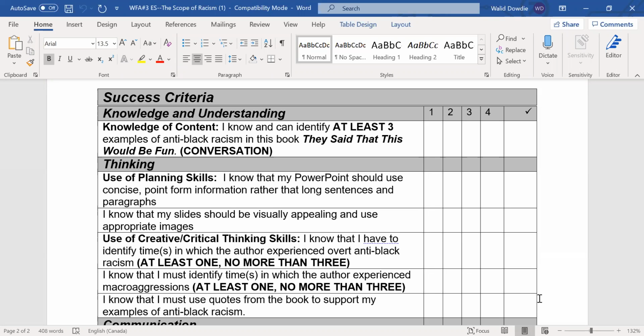I know that I must identify the time or times in which the author experienced microaggressions. At least 1, no more than 3. So you can do 2 overt and 1 microaggression, or 2 microaggressions and 1 overt, or you can do 2 microaggressions and 2 overt, because all I say is you should have at least 3. You can have more than 3 examples if you choose to.